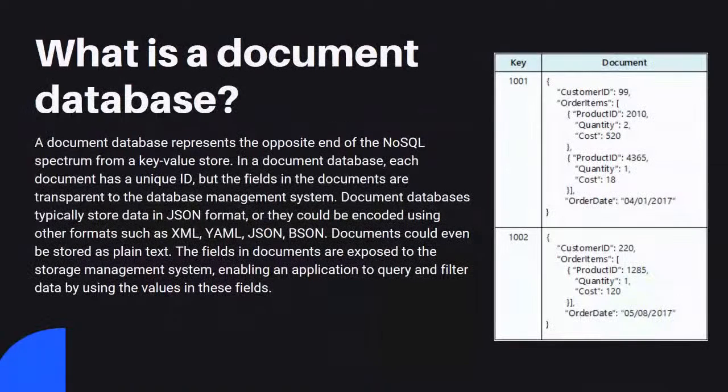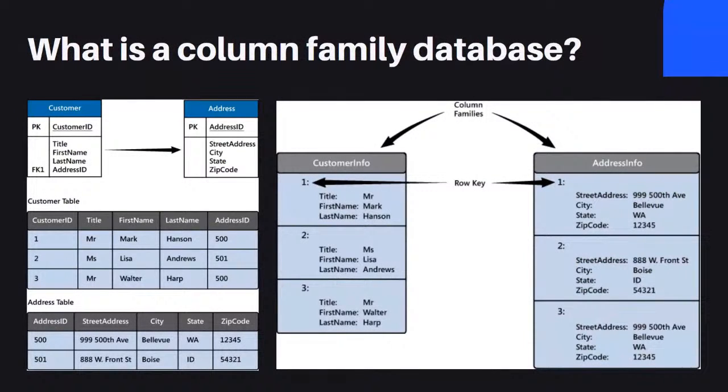Then we have our next category, document database. Here the documents are stored in the database generally in JSON format, but they can also be encoded in XML, YAML, or BSON. Again we have two things, key and document. The document contains our whole data, and the key is used to access that data. But the most important thing here is that this document data is transparent, visible to the database management system. In our previous category, the data value was not visible, it was opaque to the database management system.